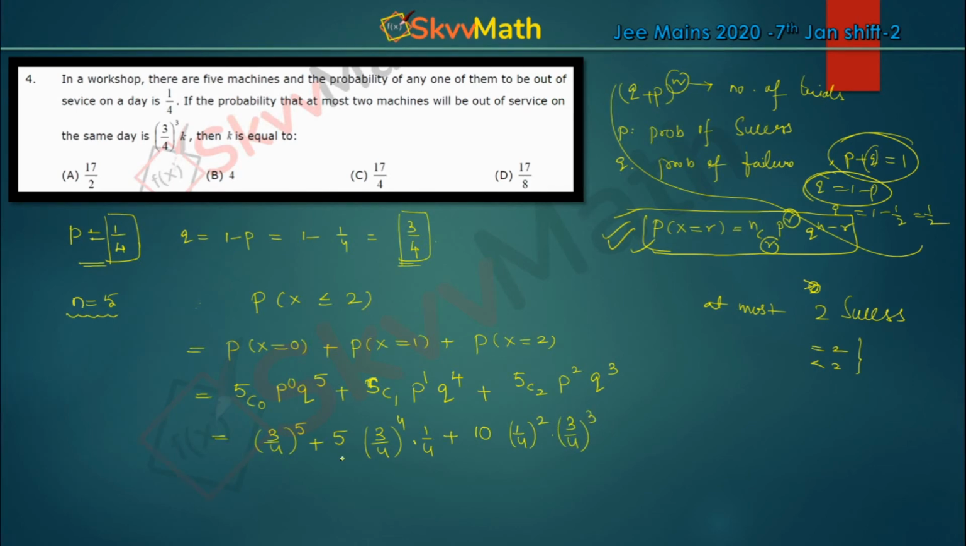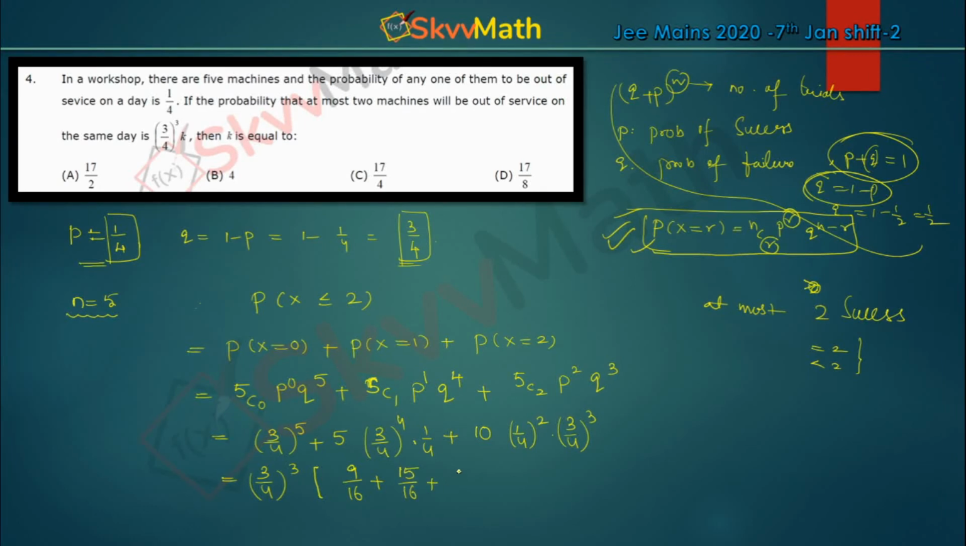Now what can we take common from this? We can take 3 by 4 whole cube common. You can see in the question also that the result should be in the form of 3 by 4 whole cube into k. So I took 3 by 4 whole cube common. What do we have then? 3 by 4 whole square, which is 9 by 16. After taking 3 by 4 whole cube common, we have 3 by 4 only, so 3 by 4 into 5 into 1 by 4 is 15 by 16.